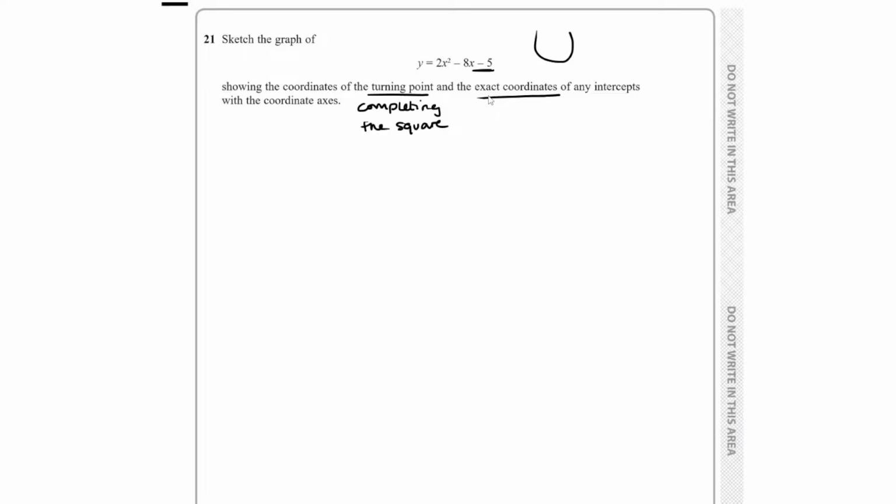Now they have said exact coordinates. When they say the word exact, it makes me think that there's probably decimals involved, and given that this is a non-calculator paper, I obviously won't be working out the decimal, so I'm assuming it's probably some kind of square root.